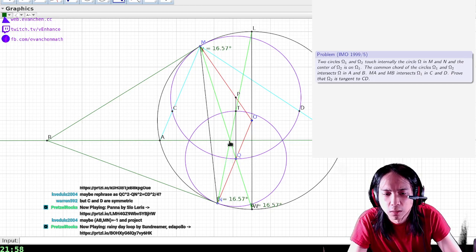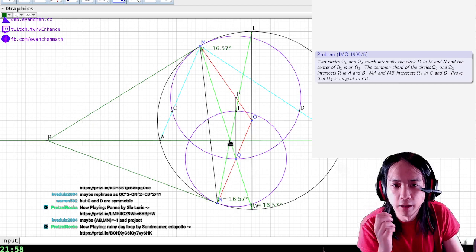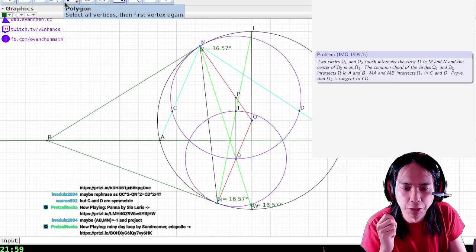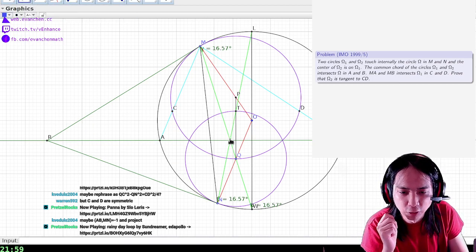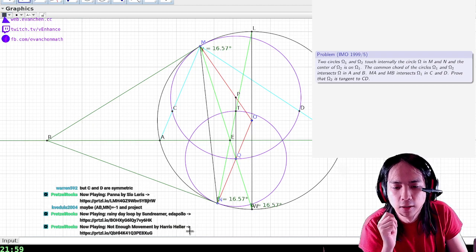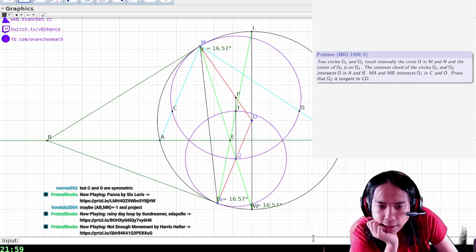I can see why they're concurrent though. They're concurrent because ABMN is harmonic. So if I take the radical axis and just the light green line, then projection to the kite will force this point here. So for harmonic reasons, there is a point here. Do I like that point? Is that a point I want to play with?